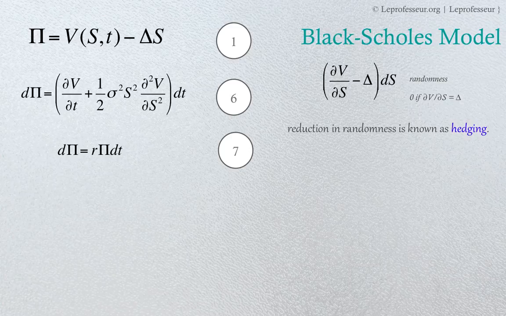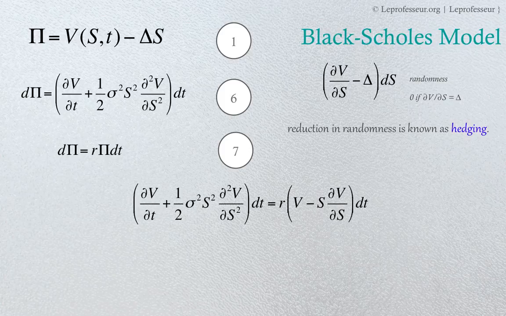Okay. So can we simplify these equations? Well, it's very simple. What we did here, in equation 7, we put the Π value. So this right hand side would become RV minus S dV over dS.